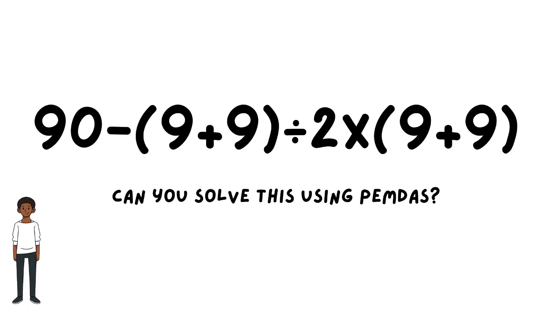Welcome back. Today we're solving this viral order of operations expression. 90 minus (9 plus 9) divided by 2 times (9 plus 9). Many people arrive at completely different answers because of common order of operations traps. Let's look at why before solving it correctly.